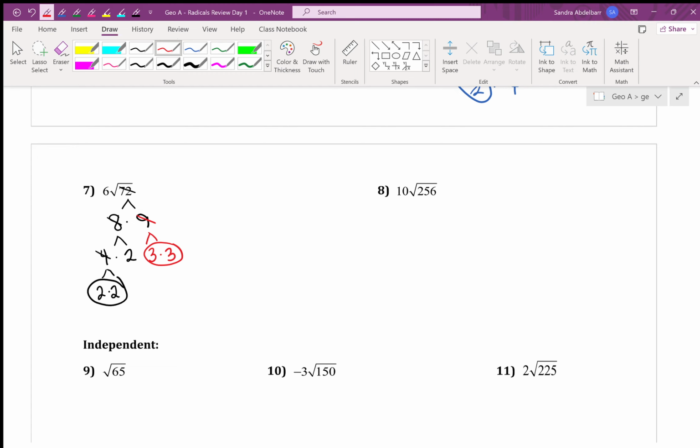All right, so what's going on the outside? Well, we already have a 6 on the outside. How many 2s are going out there? 1 2 is going on the outside. How many 3s are going on the outside? 1 3 is going on the outside. Anything left on the inside? 1 2 is left on the inside. So with all those outside numbers, you should multiply them. 2 times 3 is 6. 6 times 6 is 36 root 2.